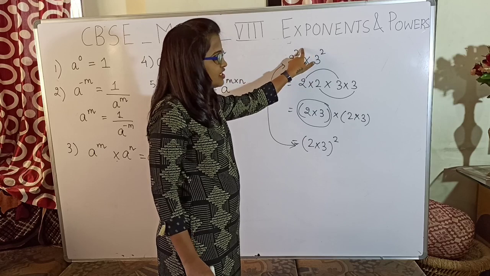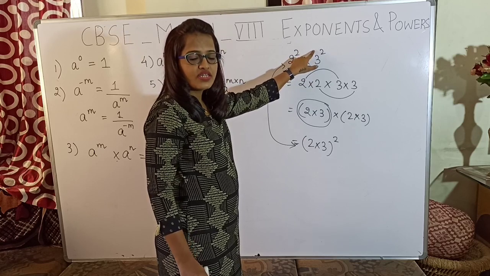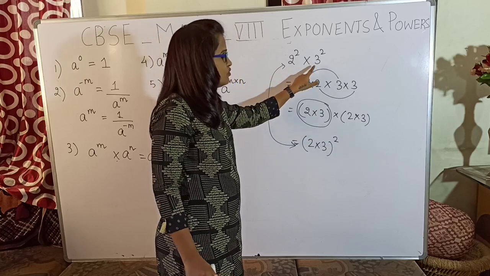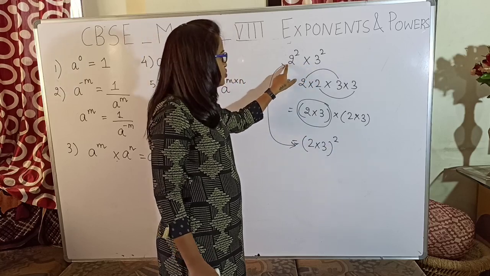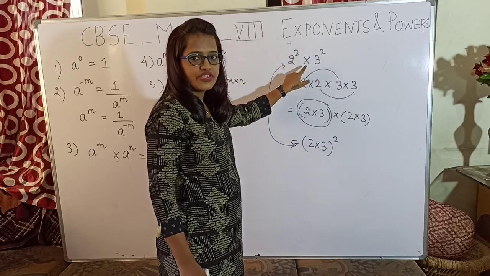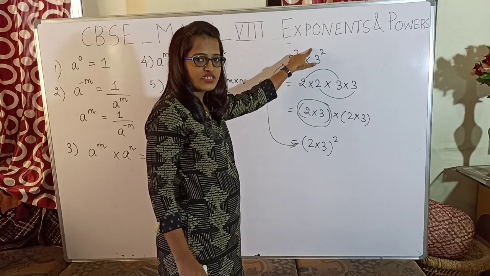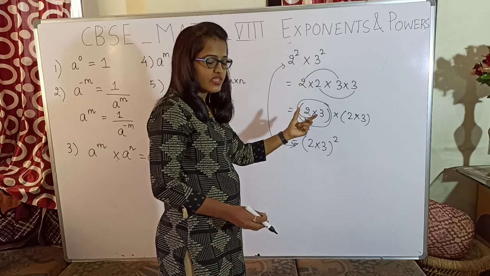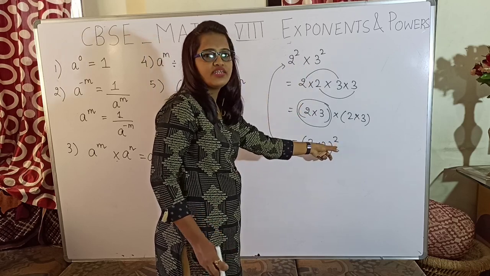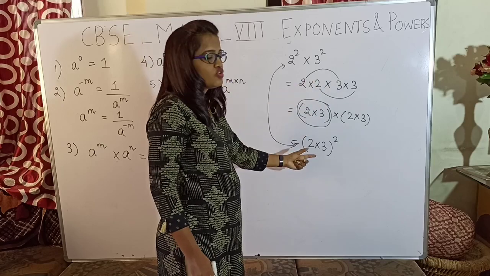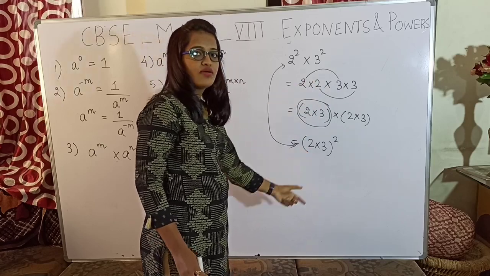Again compare what we have done: even though the bases were different but the index was same, we have written the common index for the respective bases. Yes, 2 to the power 2 into 3 to the power 2, bases were different, index were same, write the bases together and write a common index for both of them. By simplification also we have seen why this is possible.